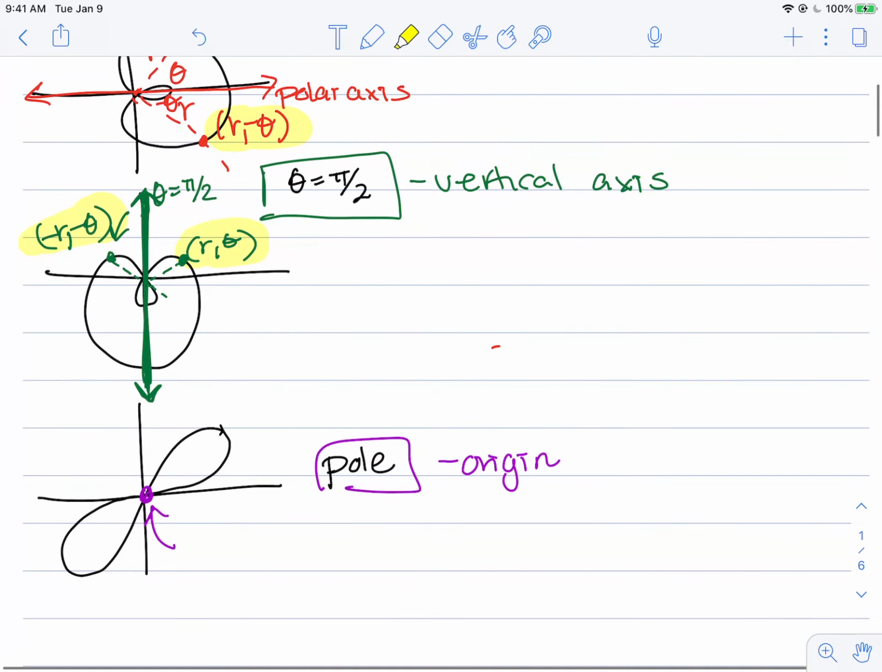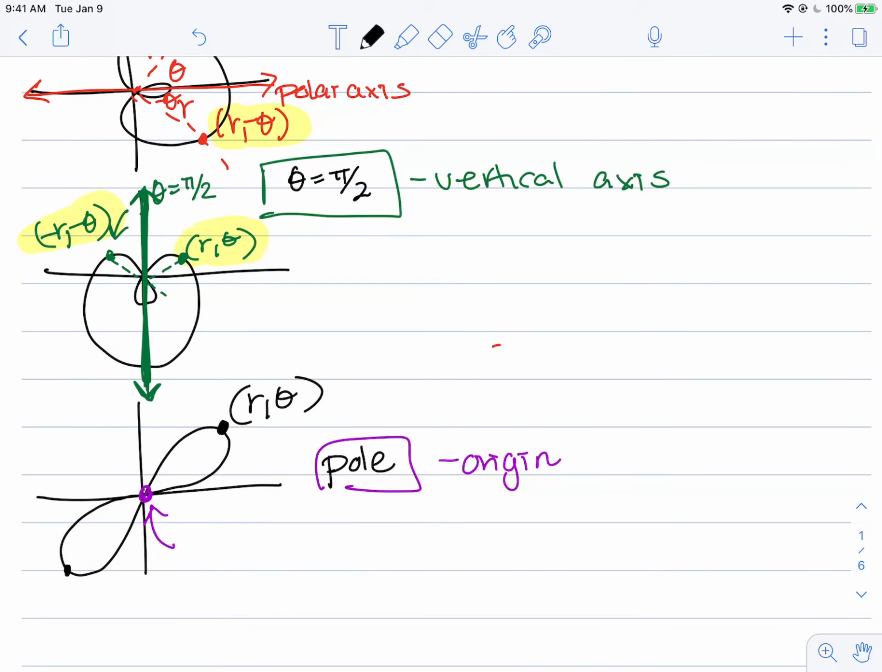And then finally for the pole, for pole symmetry, if you have a point r theta, you're going to have that same theta value, but how do I get to the other side? With negative r. So write those down.